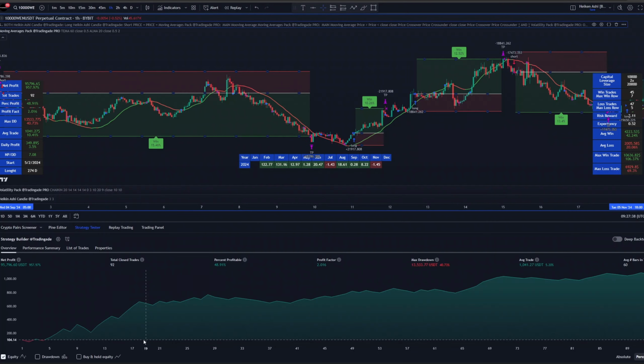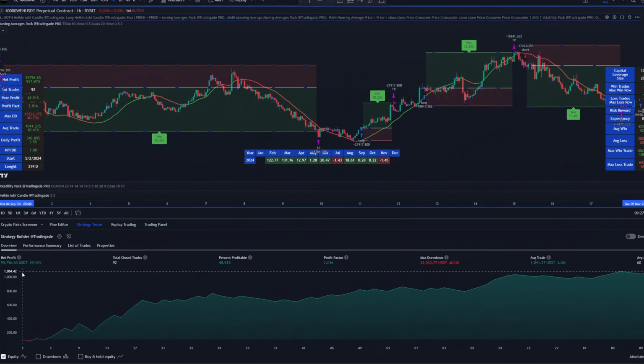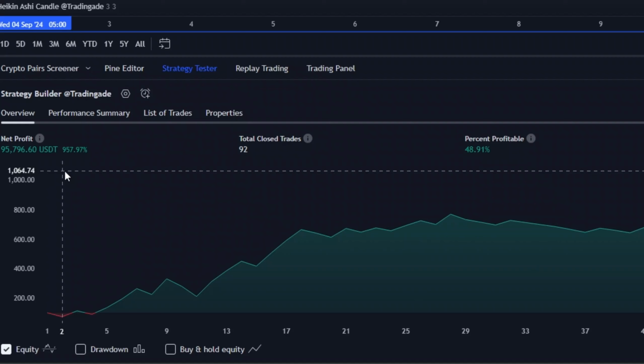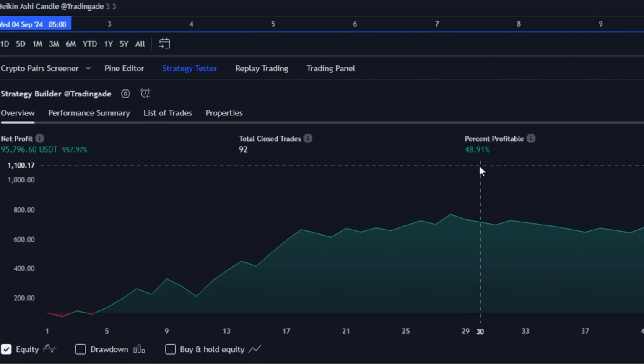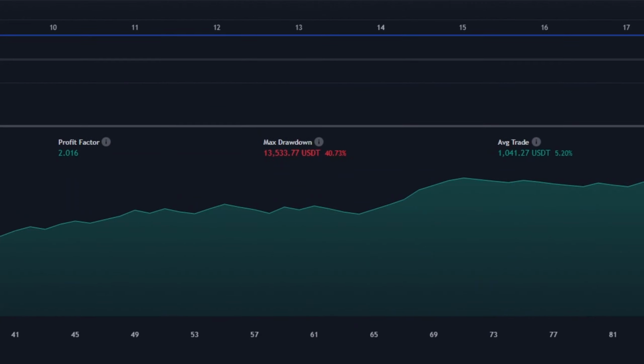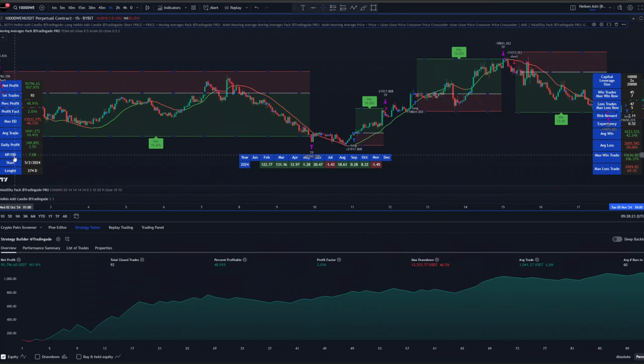As you can see, guys, we have an astonishing equity line, 957% net profit, something amazing, 92 total closed trades, 48.9% win rate, 2.016 profit factor, 40.7% max drawdown, and 5.20 average trade. Net profit slash drawdown is 7.08, which is actually a really good value. At first glance, when you see 40% max drawdown, you may think that it's a pretty high value, but then when you see this 7 net profit slash drawdown, you can easily change your mind.